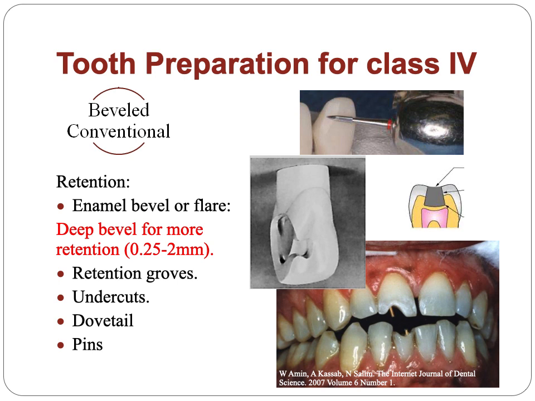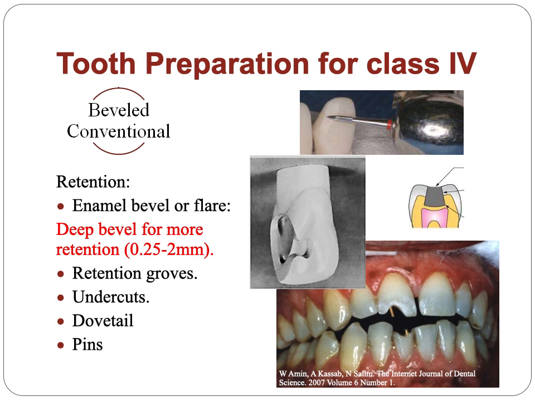Now, some considerations for class 4 cavity preparation. If we are using beveled conventional for class 4, usually we need a deeper bevel, between 0.25 to 2 millimeters, depending on the part of the tooth structure that is missing. Also in large class 4, you can use retention grooves with the same properties. Also, you can use undercuts and dovetails that we use in class 2, as you remember.